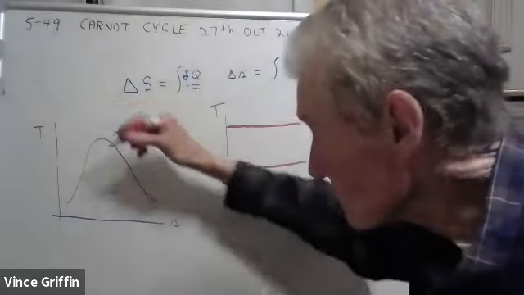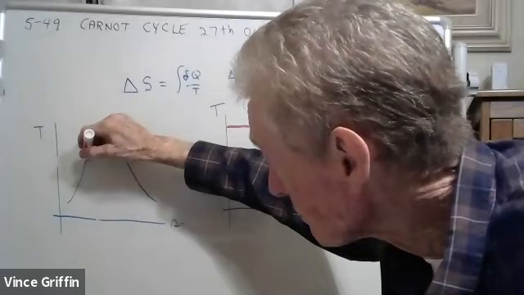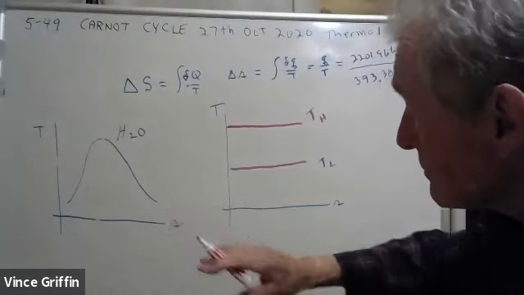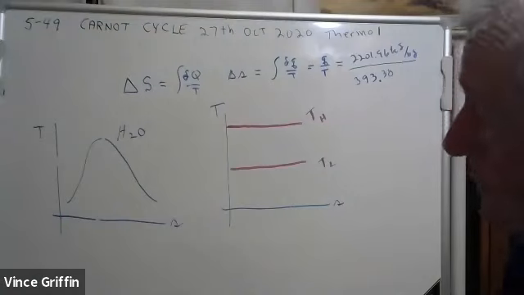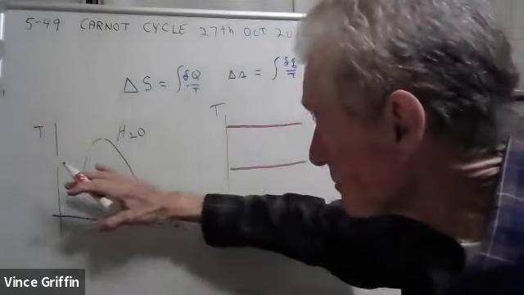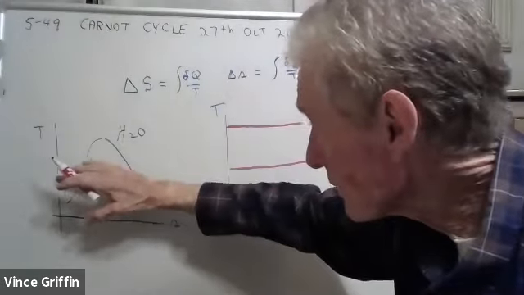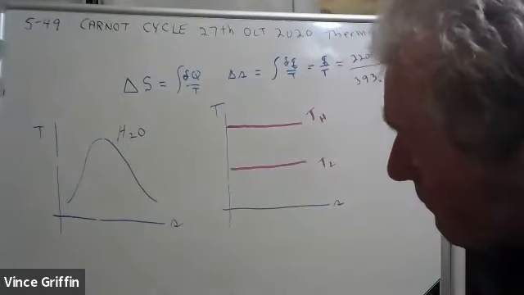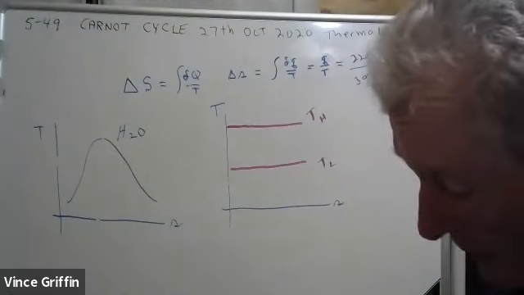Whereas, remember how isotherms went on the PV diagram? The isotherms came down here, they went over and they went down. But see, this is a TS diagram.